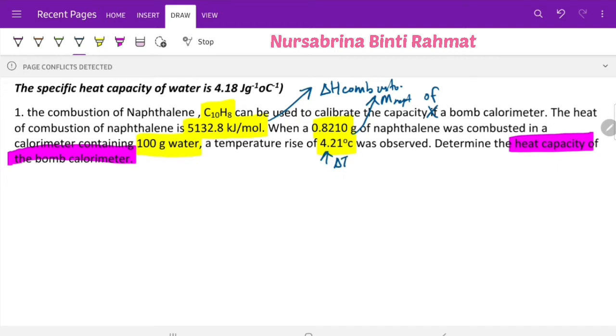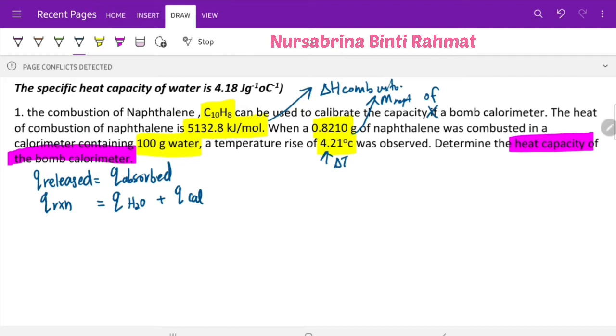Since there is water in the calorimeter, your Q release equals Q absorbed. In our case, Q release is from the reaction of the combustion process, and then Q absorbed is Q water, because water is present in our calorimeter, plus Q calorimeter. So how are we going to calculate our Q reaction?